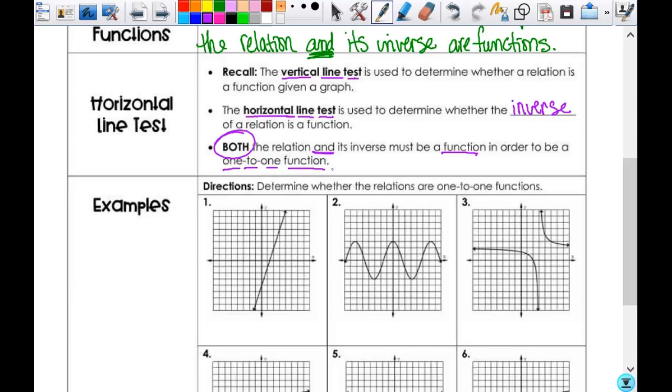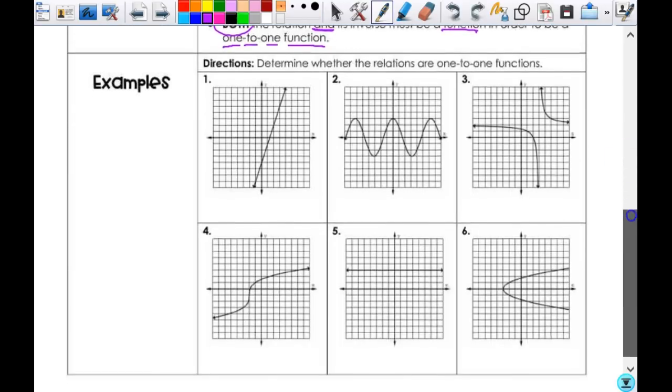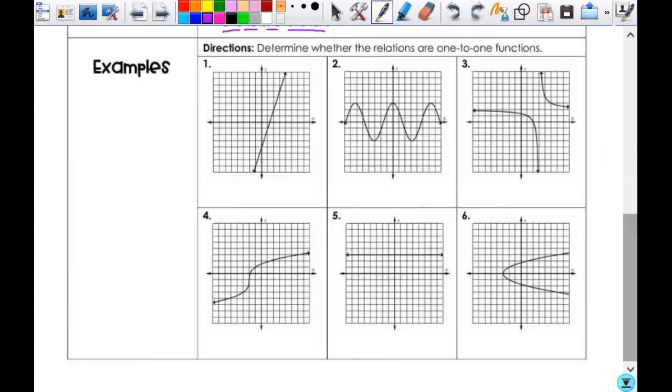Okay. So it says, determine whether the relationships are one-to-one functions. So we just look at the vertical line test and the horizontal line test. Well, if I drop the vertical line down on a line, we know a line is a function, right? And I can drop the horizontal lines in here. It passes the horizontal line test as well, so the answer is yes. It's one-to-one.